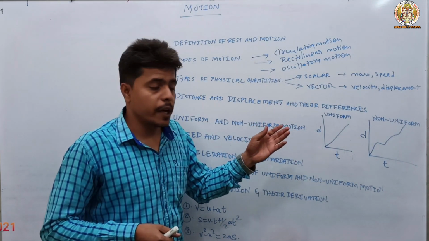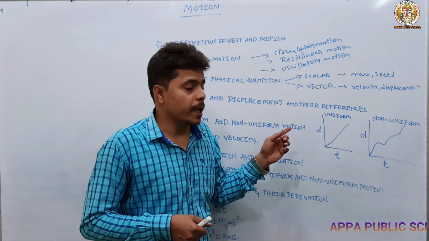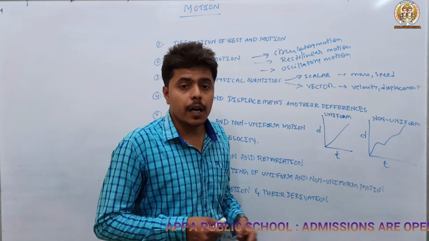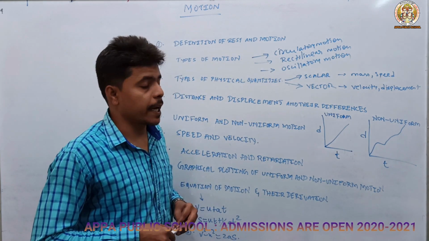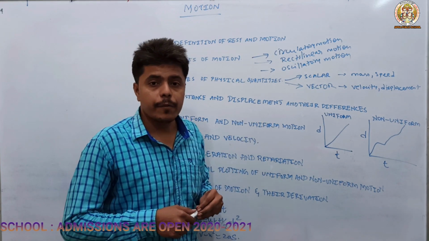You can see the difference between these two. Uniform motion means the body is covering equal distance in equal interval of time, whereas if the body is covering unequal distance in equal interval of time, we say that is non-uniform motion. This is uniform motion.